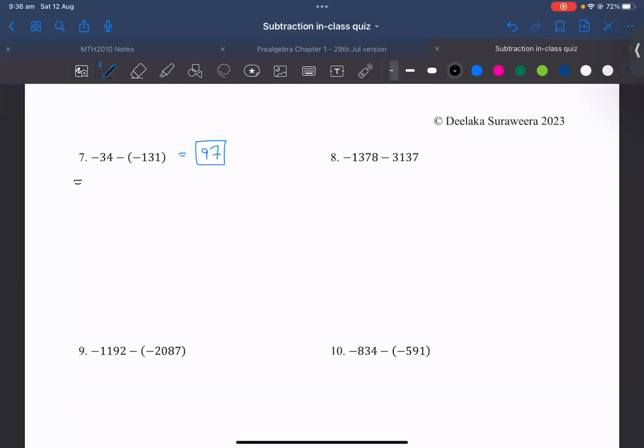All right. So negative 34 minus negative 131. It becomes negative 34 plus what, if you just use the definition of subtraction? Just plus 131. Good. Now, as I said before, with opposite signs they cancel each other out, right? But the problem here is the 131 is bigger than 34, right? And when you cancel it out, it goes a bit further out.